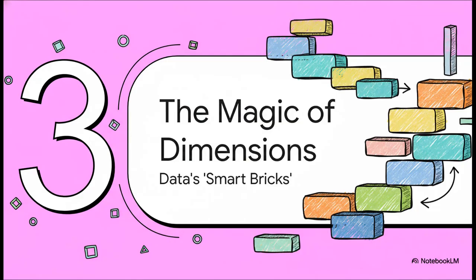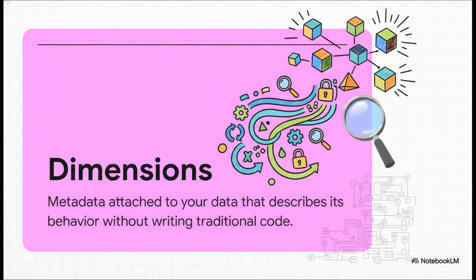So you're probably wondering, how does this actually work? What's the secret sauce? Well, those smart bricks we were talking about, they're called dimensions, and they are the absolute core of how this all comes together. Think of dimensions as superpowers you can just attach to your data. They're basically metadata, data about your data, that tell the platform how a piece of information should look, how it should behave, and who's allowed to see it, all without you writing endless lines of traditional code.